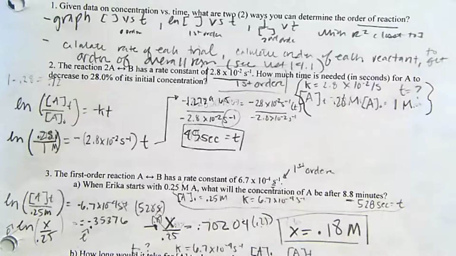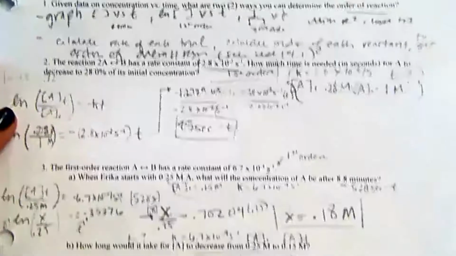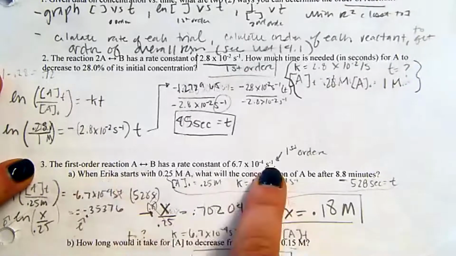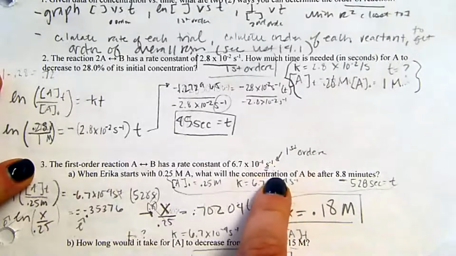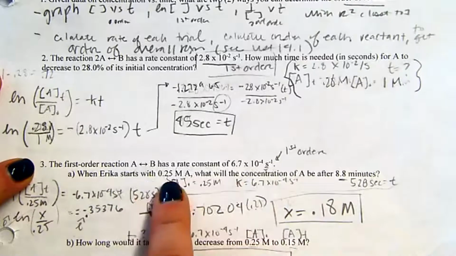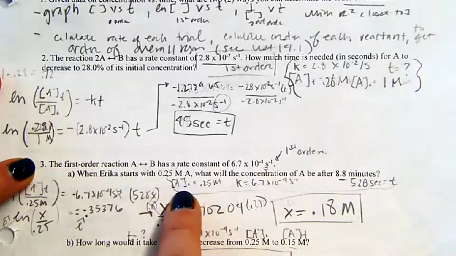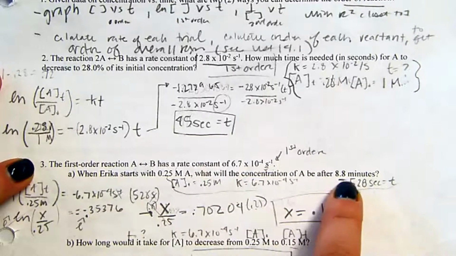Any questions on 1? Or I guess that's technically 2. Okay, let's look at the second one, or third, I guess. Okay, it's telling you it's first order. And again, you could tell from this rate law units. We start with 0.25 molar. So that's my initial concentration. How much will you have left after 8.8 minutes?